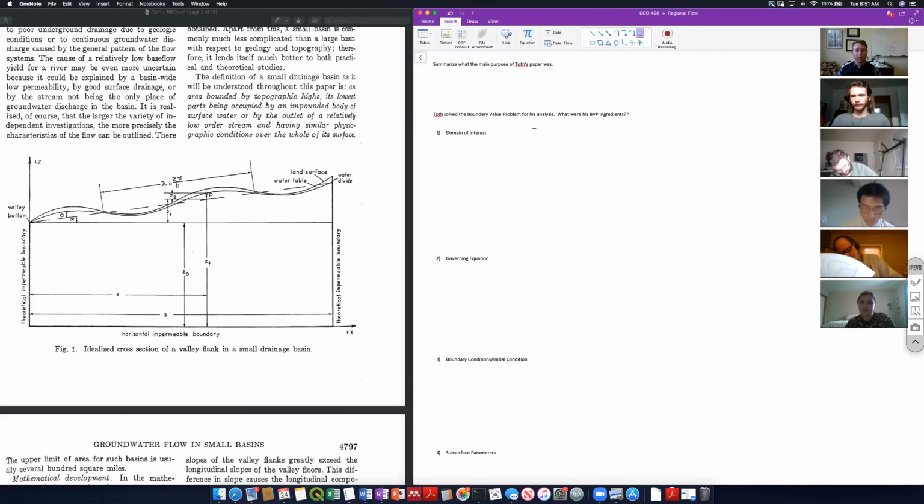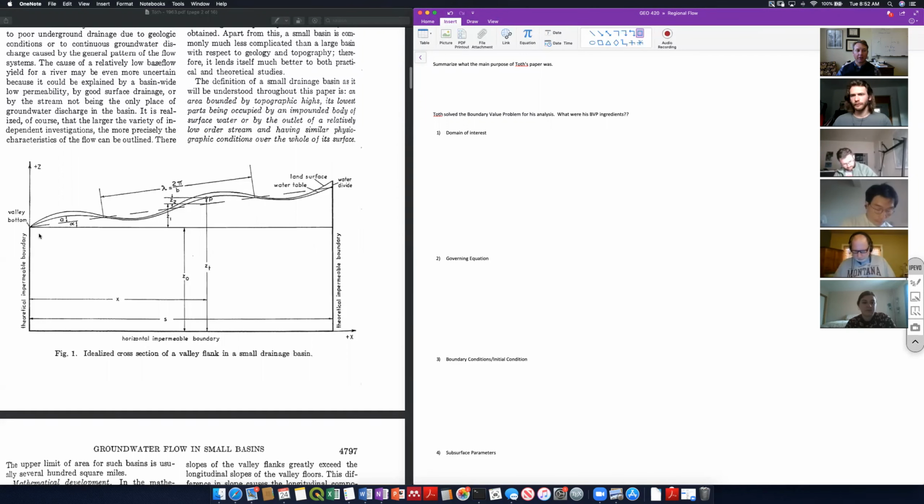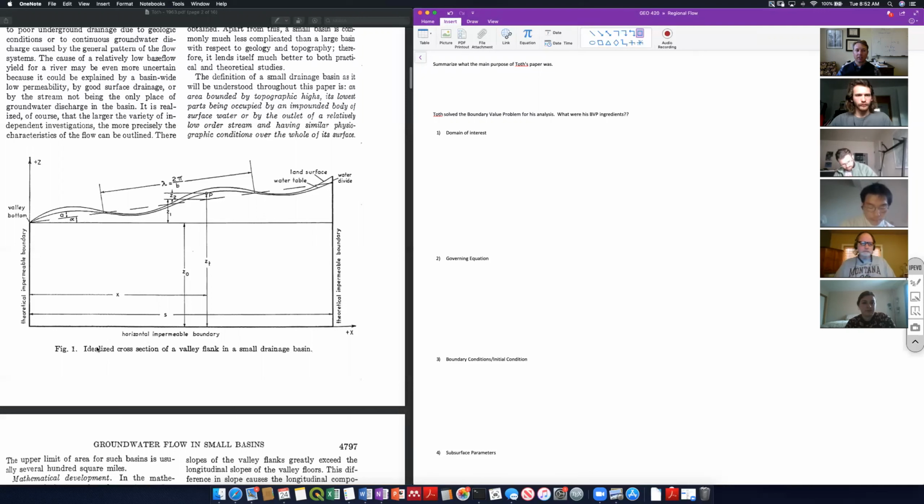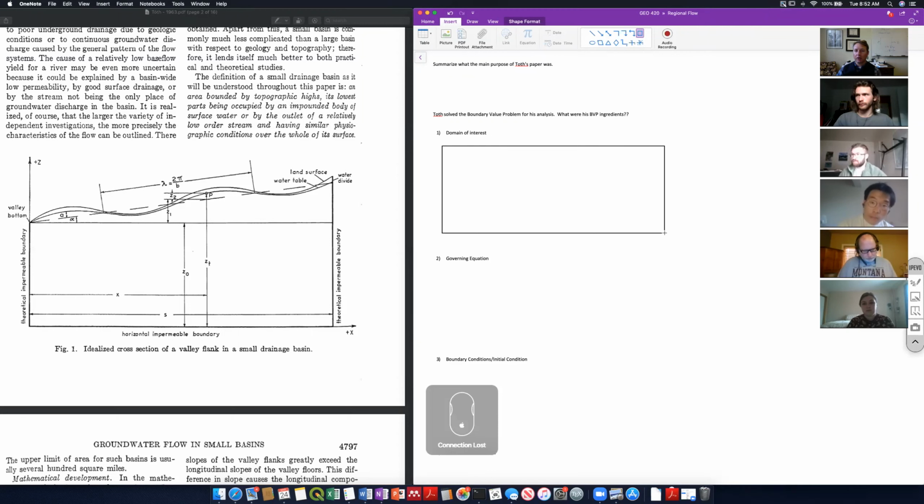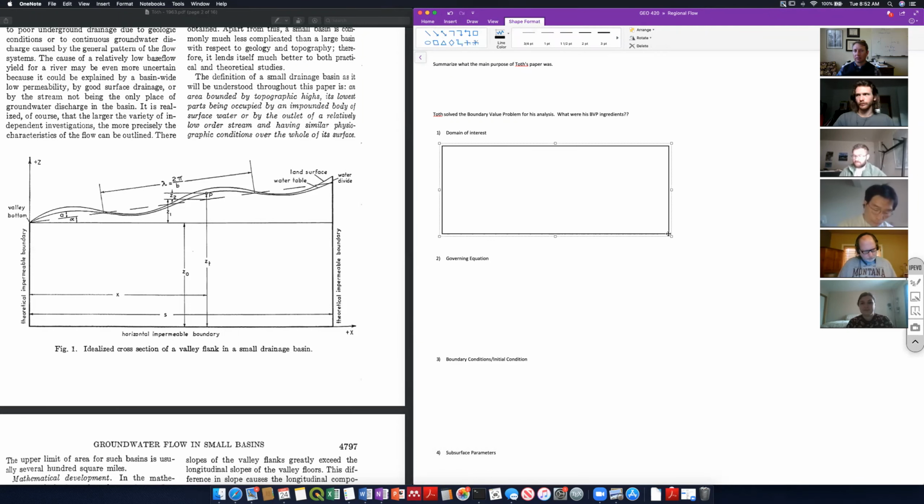So you can get that by looking here at figure 1. He's simulating it on an idealized cross section of a valley flank. And really what he's looking at is 2-dimensional flow in a rectangle. All right. So this is his domain. So Joe's domain is a rectangle.